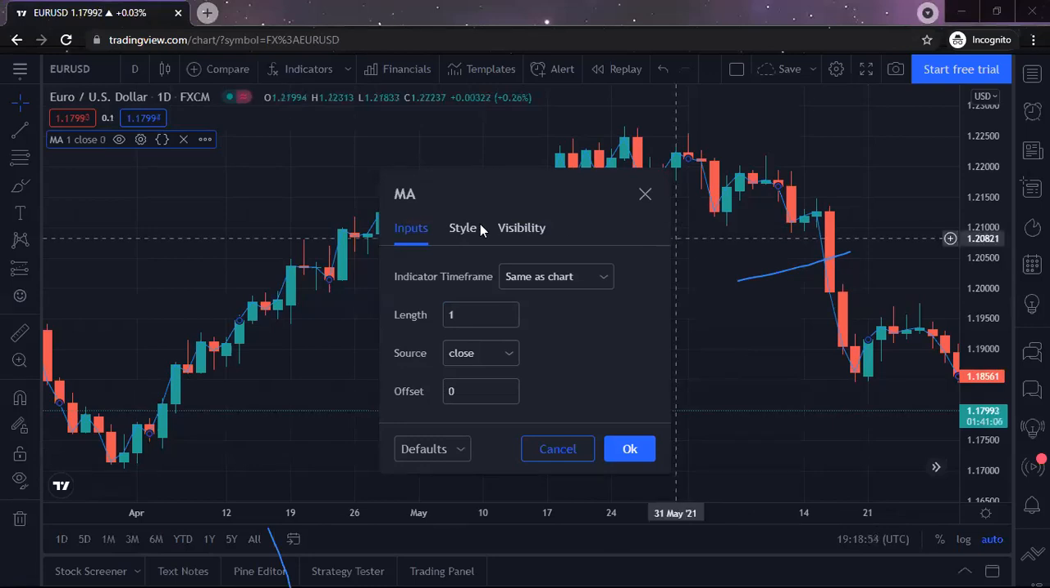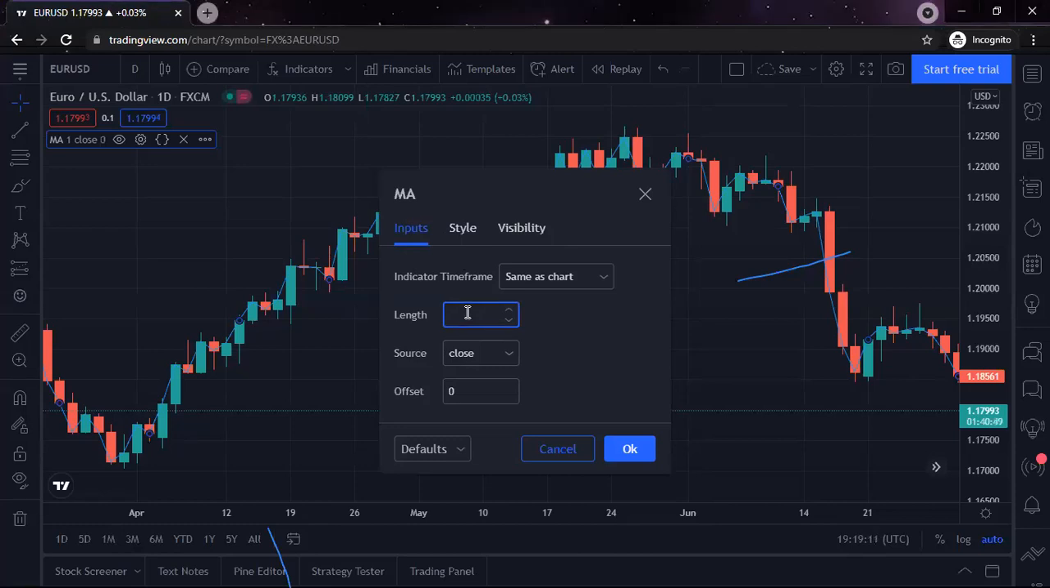So with this, you have inputs, you have style, we have visibility, we have length here. The length is where we change the parameter of the MA, of the moving average. On this length, in today's class, we're going to use 20 moving average, 50 moving average, and then 200 moving average. So these are the moving averages we are going to use today.